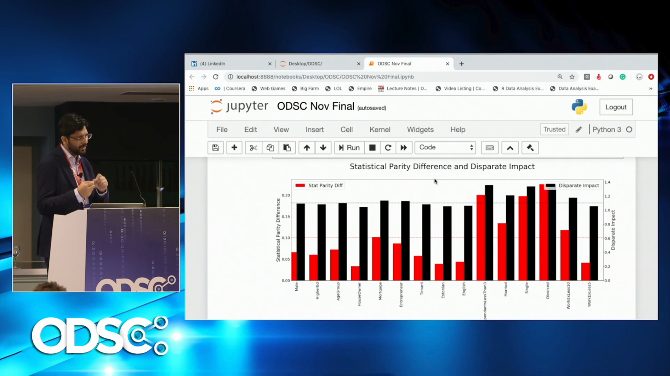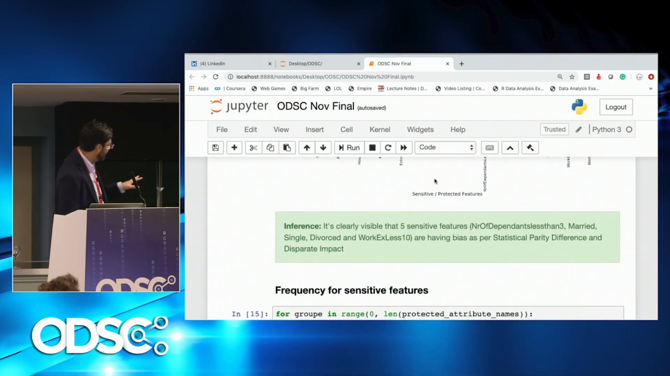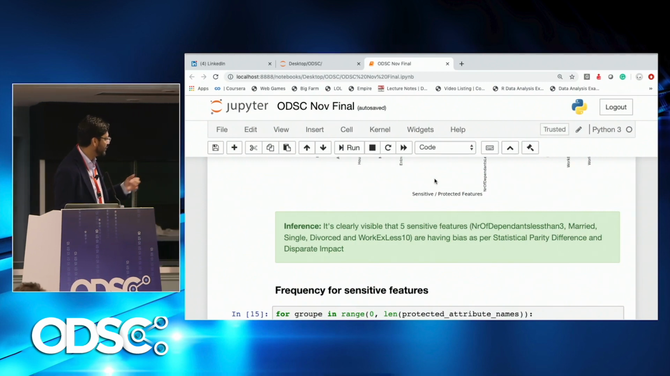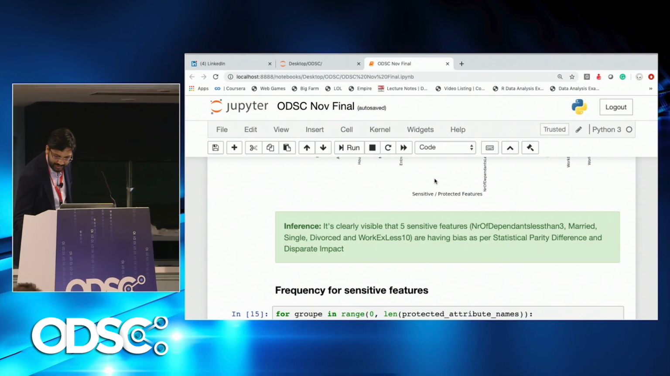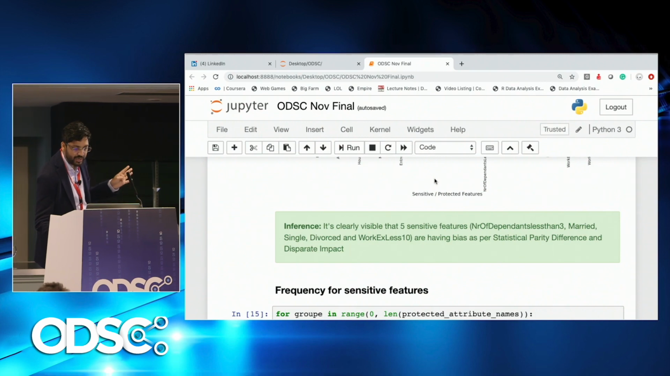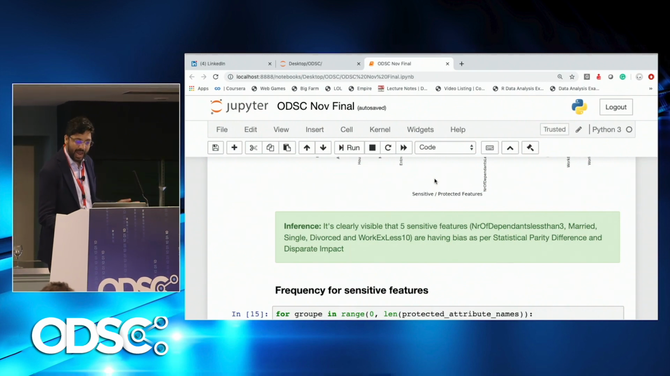If it is a bit above the threshold, you can ignore it, say 12%, 13%. So something which is significantly above the threshold. 5, right? So it is clearly visible that there are 5 sensitive features: number of dependents less than 3, married, single, divorced, and work experience less than 10, that are having some kind of bias.